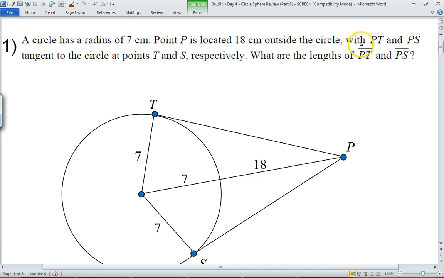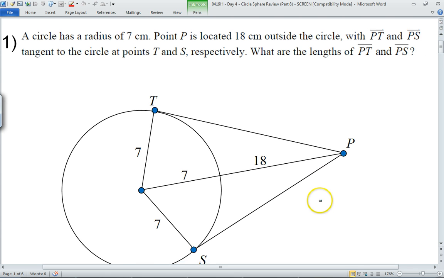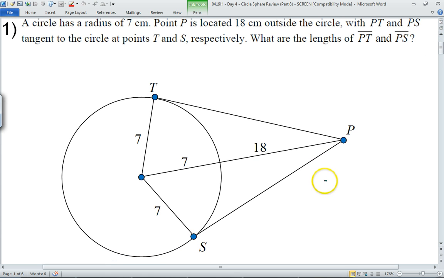It says we need segments PT and PS tangent to the circle. So I've drawn segment PT tangent to the circle and segment PS tangent to the circle at points T and S. So point T is a point of tangency and point S is a point of tangency. What are the lengths of PT and PS?